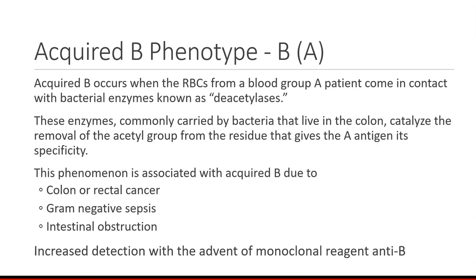We saw a very increased detection with the advent of monoclonal reagent anti-B that actually drove us crazy. Years and years ago, we made our forward typing reagents from real people. We made anti-A from a group B person, anti-B from a group A person, and so on. Well, with the advent of clones, that you could program these cells to produce an antibody of a single specificity, it turned out that we were seeing a lot of false positives in the forward type. I had never seen an acquired B in my life until we switched to the clones.